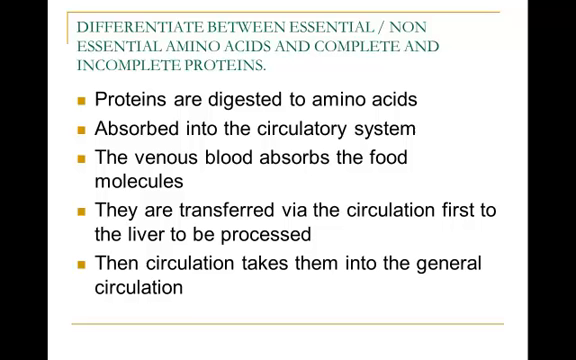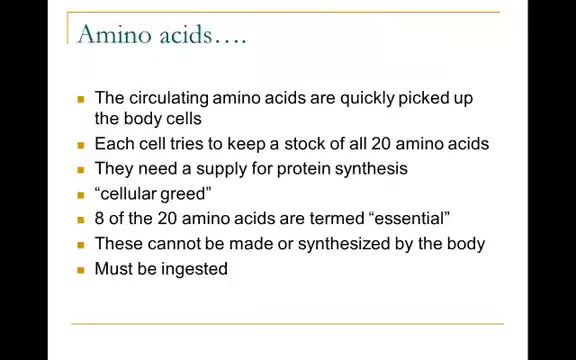So once these amino acids are circulating, they're quickly picked up by the body cells, and the body cell tries to keep a stock of them, sort of like a pantry, if you will. They always try to keep all 20 of them in your body, and whenever we need to make proteins, we need to be able to rely on having them. So of these amino acids, 8 of them are termed essential. It means that we can't produce them in our body, or we can't synthesize or build them in our body. We must ingest them.